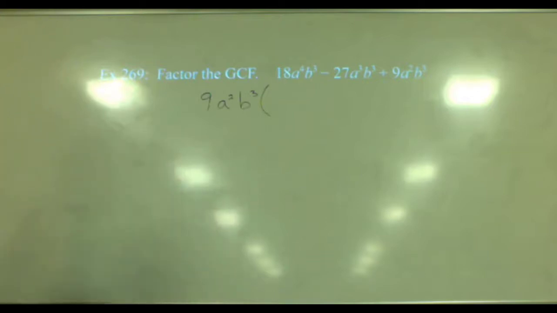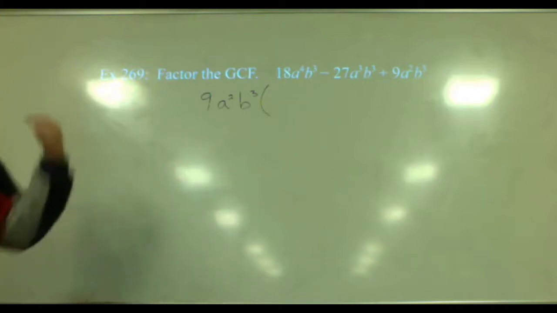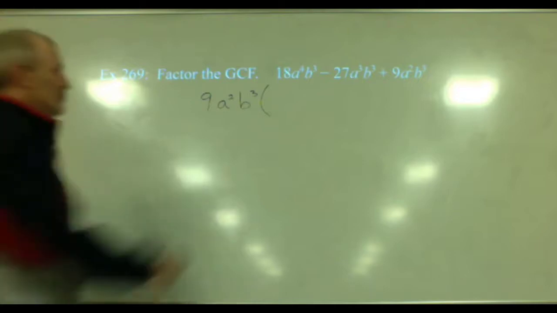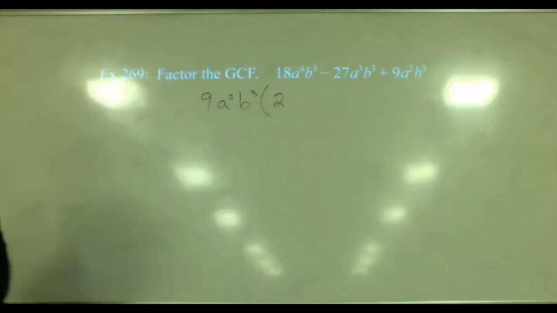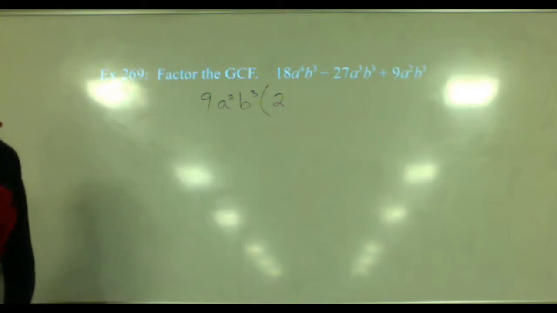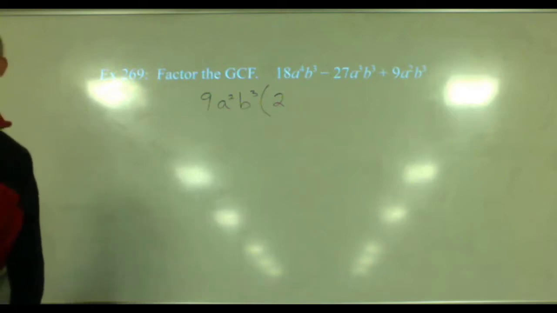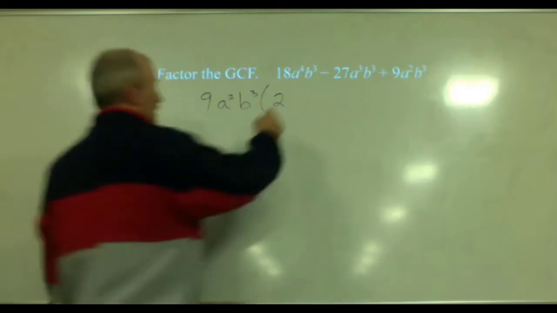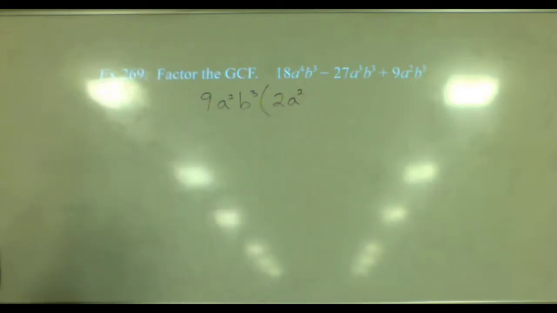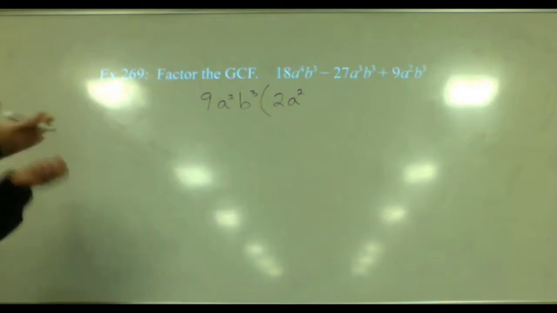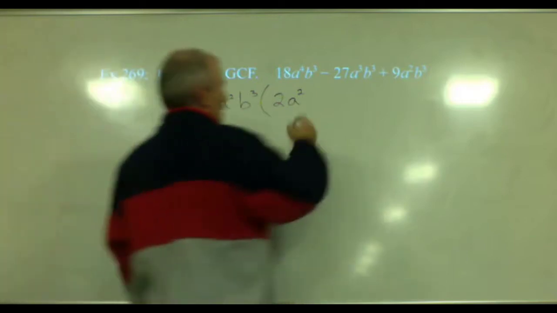What will be left when we look at the 18 after we divide out the 9? 2. What will be left with the a's after we divide out the a squared? A squared, because you had 4 of them, now you have 2 left. Is everybody okay with that? And what about the b cubed after you divide out b cubed? It's 1, but we don't have to write it because nothing changes there.